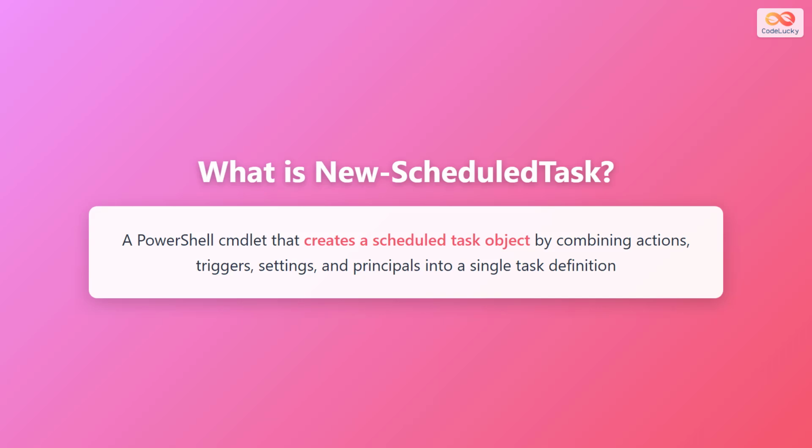New-ScheduledTask is a PowerShell Cmdlet that creates a scheduled task object. Think of it as a container that holds all the information needed to define an automated task. It combines multiple components like actions, triggers, settings, and principals into a single task definition. This Cmdlet doesn't actually register or activate the task in Windows Task Scheduler yet. It simply creates the task object that you can later register to make it active.